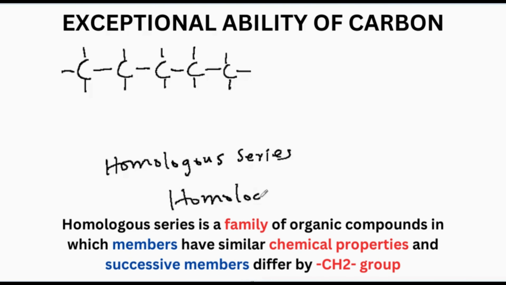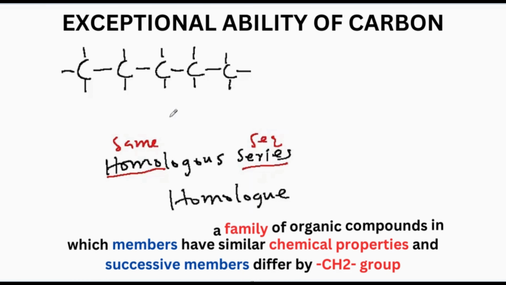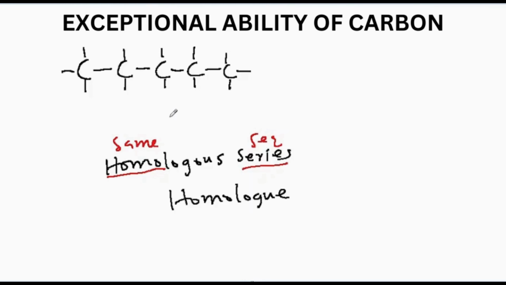What is a homologous series? Homologous series: from the word series means sequence, and homo means same. So we can take it as a sequence of organic compounds that have the same chemical properties and in which successive members differ by a CH2 group.